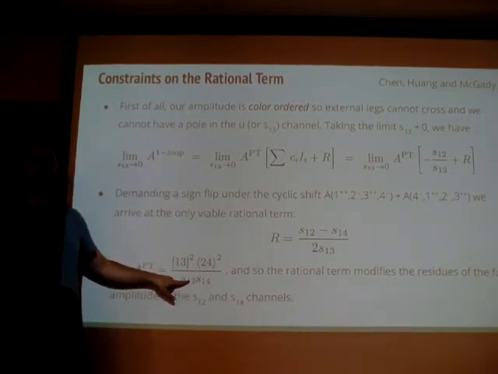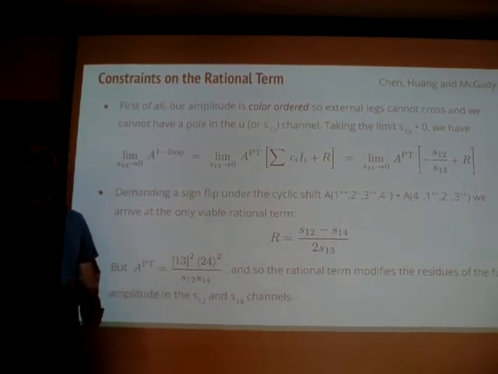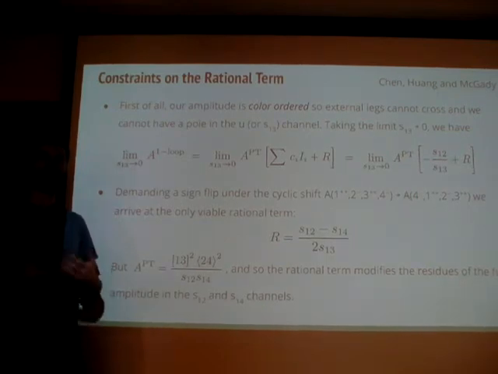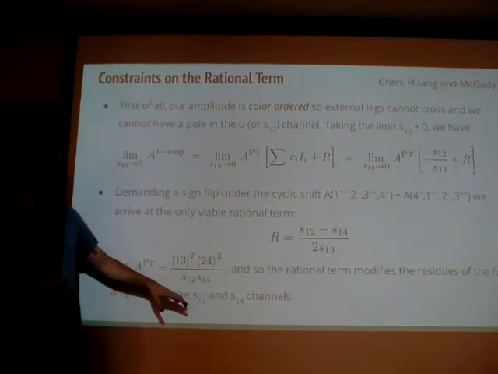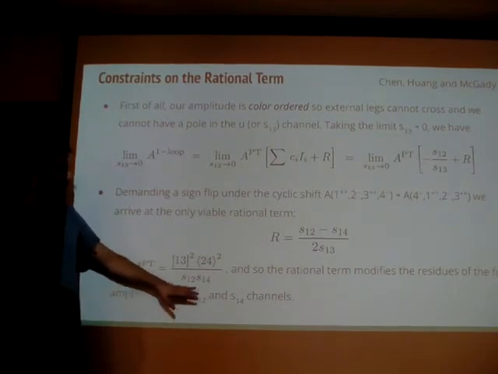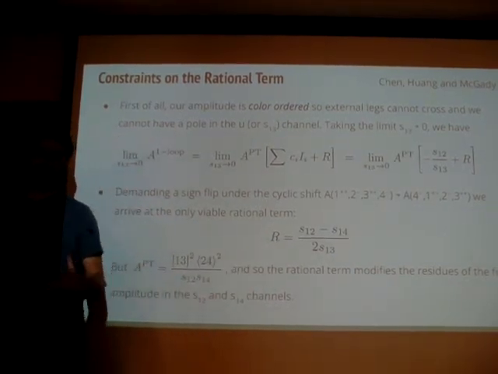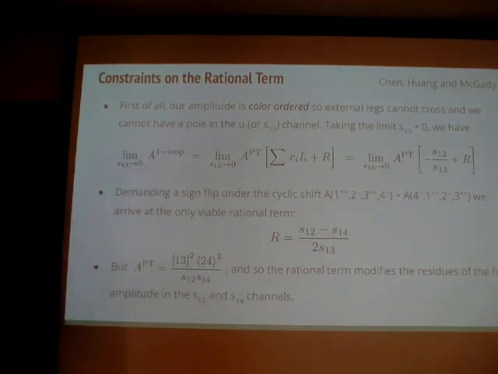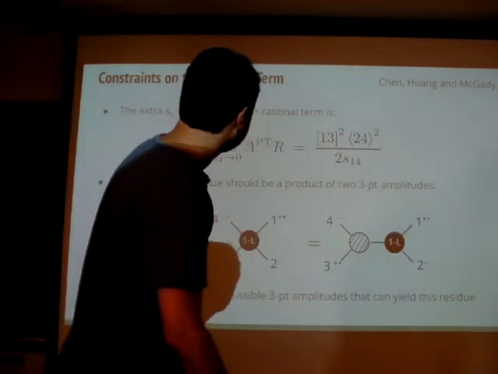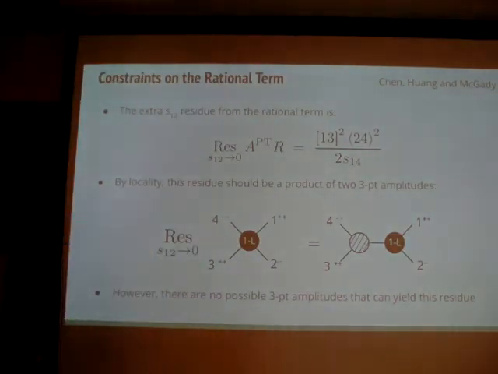But the residues of these poles are well-known tree-level or lower point amplitudes. I can't just change the residue of something that worked. I'm messing up the residue. So if I can't interpret the whole amplitude, including the rational term, as the product of lower point amplitudes when I go to the S1-3-4 or S1-2 pole, I'm in trouble. And that's what happens.